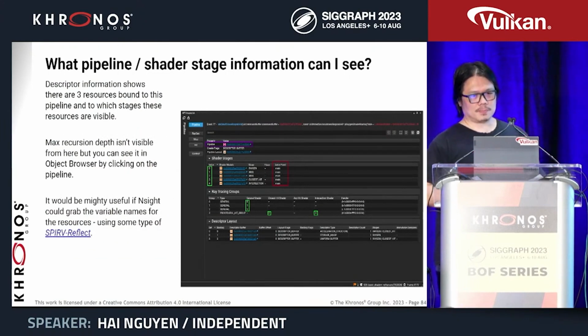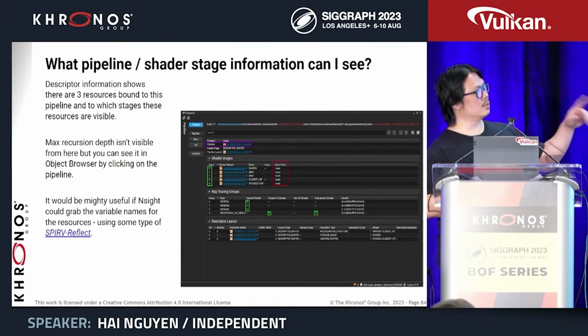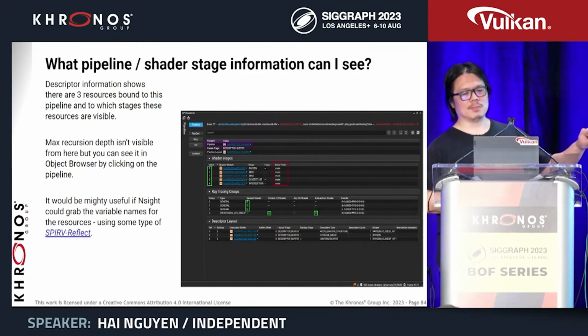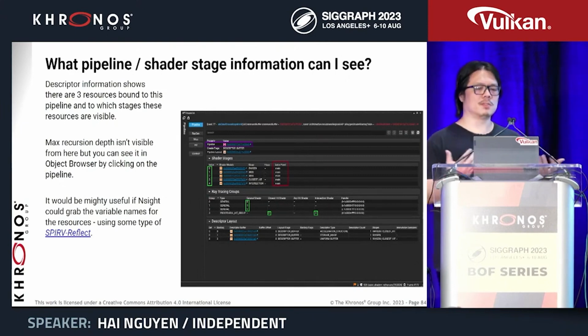So the descriptor layout foldout shows you the resources that are used by the pipeline. I do wish that it also listed the actual names of the variables from the shader using reflection. The other thing that I think is missing is I wish max recursion depth was also visible from here, but it's not. It's not a big deal. You can get to it by just clicking on the pipeline. It's just a matter of convenience.